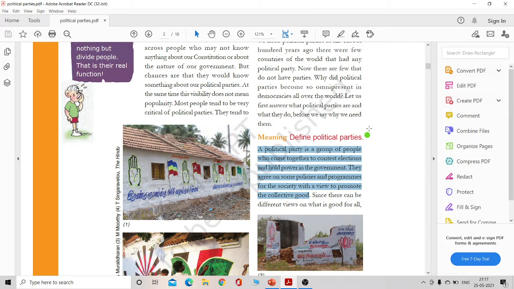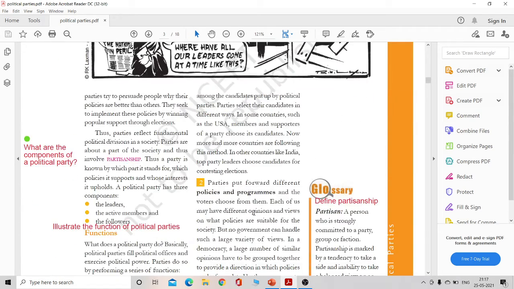However, you can see that I have given an asterisk here, a marker, because why? Define political parties also comes with an additional question, which is what are the components of a political party? So you come to the very next page. The question is clubbed together. So define political parties, or what is a political party, and the second part of the question is what are the components of a political party. This comes as a 3 marks question.